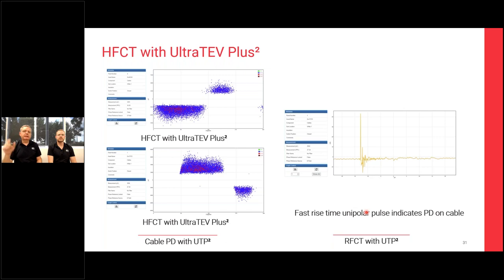That gives us an indication. This clustering here with this unipolar pulse gives us an indication that we potentially have PD happening on the cable itself. So we go to the next stage in that particular investigation.